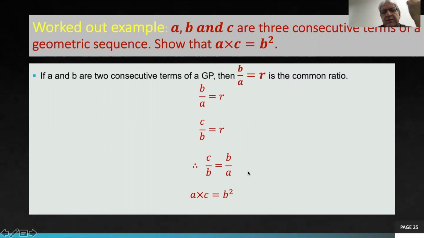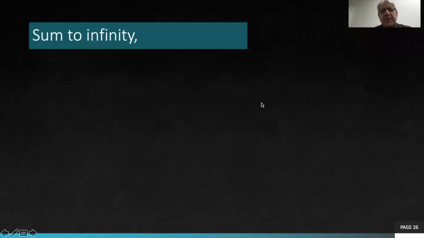Therefore, we got the answer very fast. It was not a difficult question. You just have to remember the property of the geometric progression. That means the main idea is that if you divide any term by the previous term, you are going to get r. Okay, this is done. Now, sum to infinity.